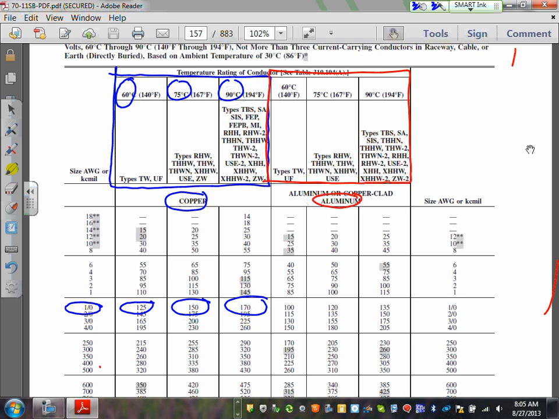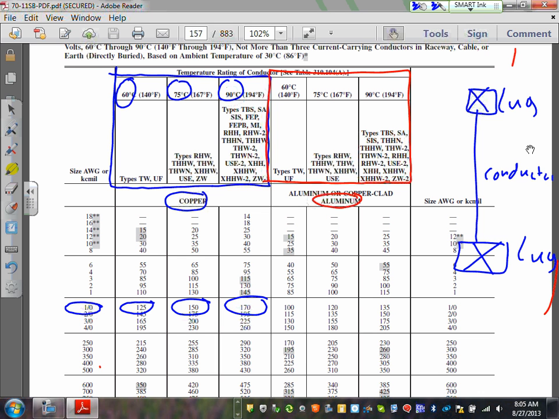Now, when we size conductors, guys, when you land your conductor, it's going to be landing on a bunch of lugs, and this is the conductor. When you size your conductors, you will be landing them on lugs, torquing them on lugs. Now, based on the size of the lug, there is a temperature rating for the lug, and a temperature rating for the conductor. All these temperatures. You are to size the conductor based on the lowest temperature.